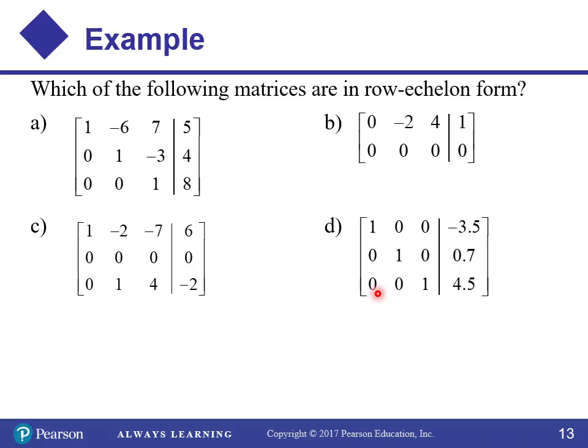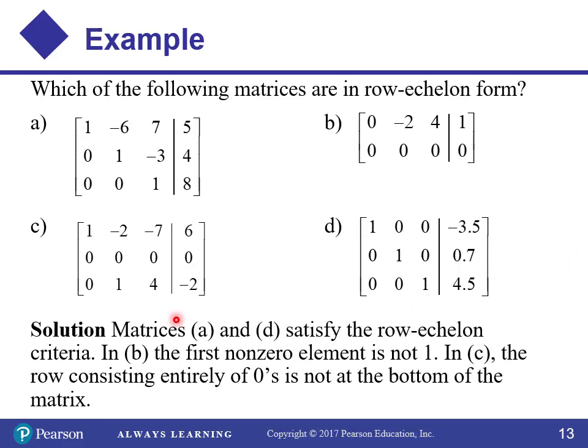But this one is not only in row echelon form, it's also in reduced row echelon form because we see the zeros also above that diagonal row of ones. Okay, so both A and D are in row echelon form, but D went a step further and it's in reduced row echelon form. So like they say, matrices A and D satisfy row echelon criteria. And then if you also looked at D, we would call that the reduced row echelon form.